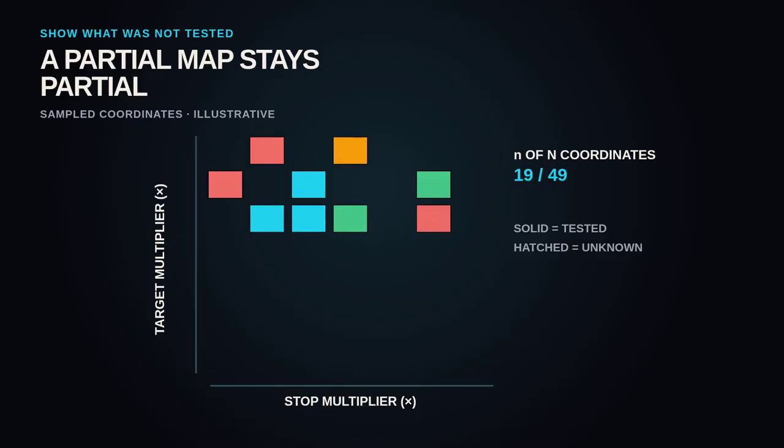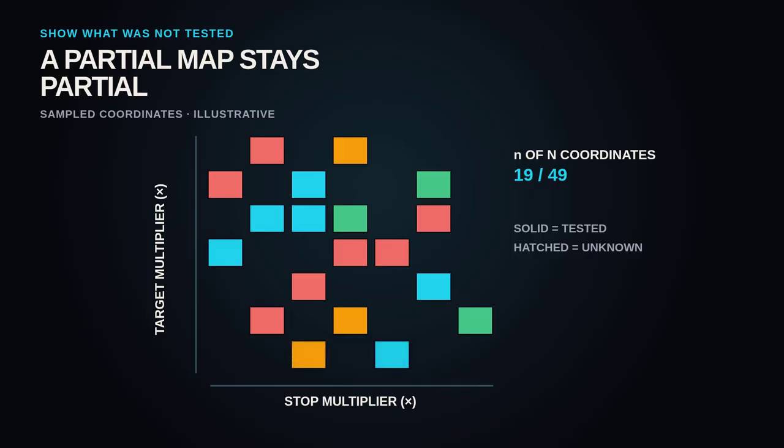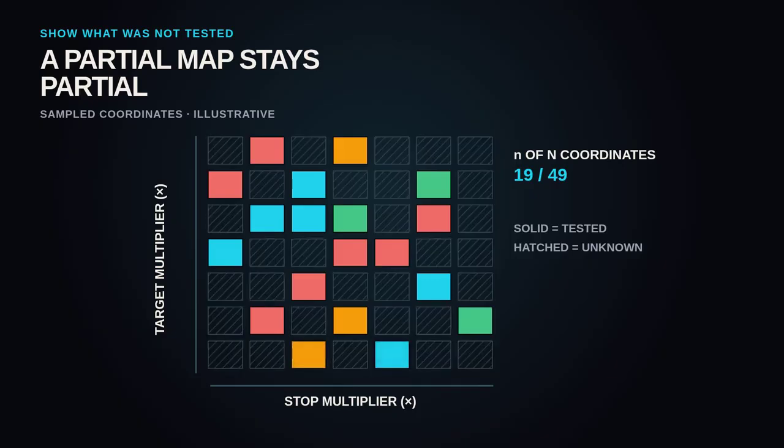Another misuse is widening the neighborhood or changing its boundaries until a plateau appears. Large surfaces may use a fixed sample of coordinates, show tested coverage as n out of n, leave untested cells empty, and never smooth gaps into a continuous landscape. A fragile sampled pocket is a warning. A clean sample is only partial reassurance because missing cells remain unknown.